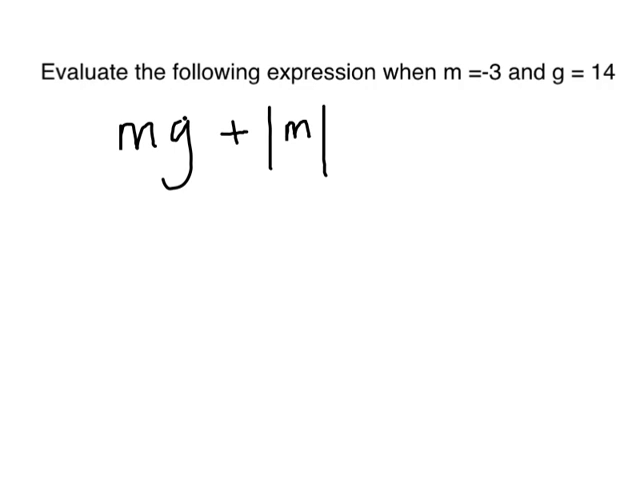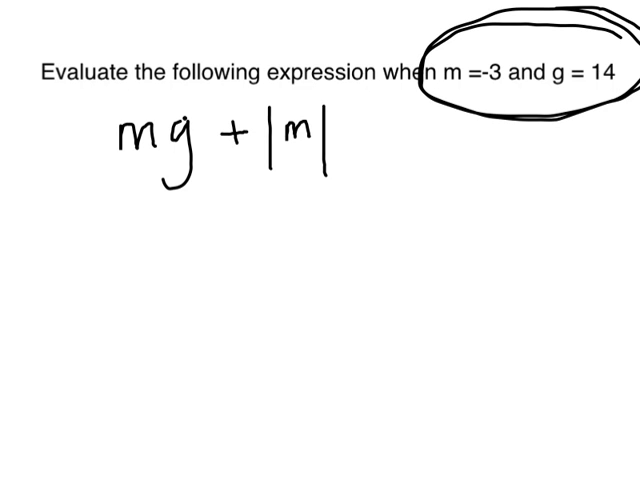What I can see is an expression below, mg plus the absolute value of m, where all I have are variables. However, in the information I was given, it tells me what those variables are worth. So what I want to do is go back through my expression and plug in those numbers for the variables. Instead of m, I'm going to put a -3 inside parentheses. The reason I do that is just to stay organized.